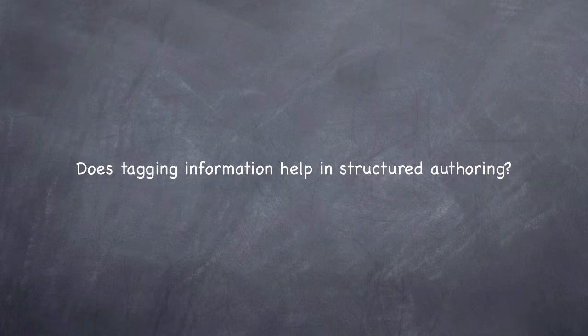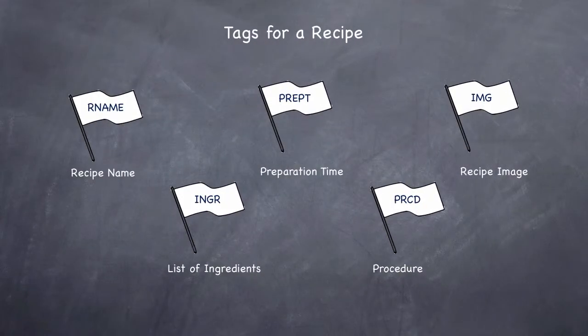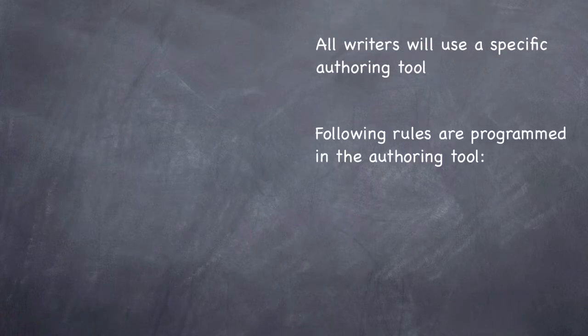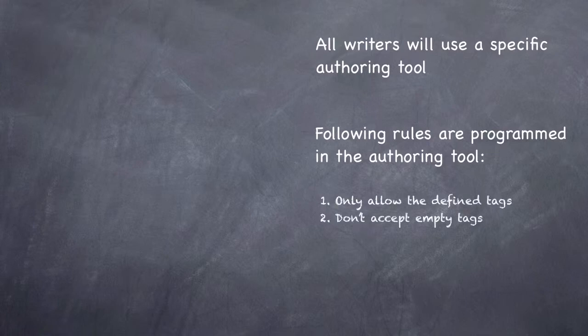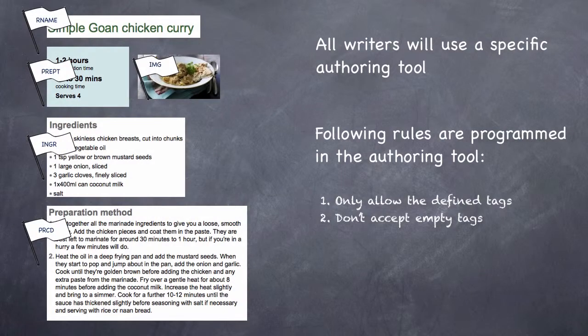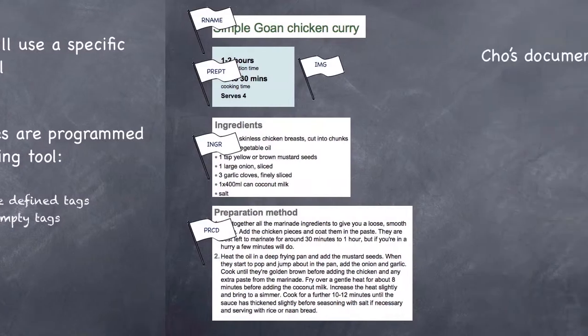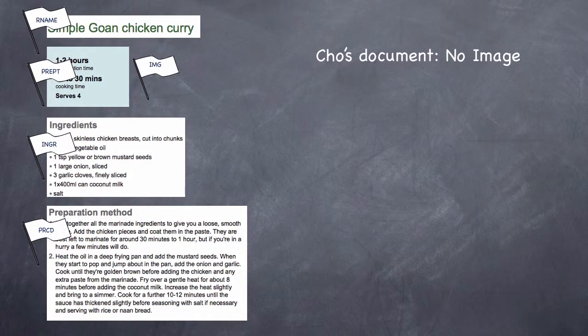Well, let's see. Let me tag the various blocks of information in my recipe using the following tags. I ask all my writers to use a specific authoring tool, and I program that authoring tool so that, number one, only the defined tags can be used in a document, and number two, no document will be accepted unless there are values for all the tags. Now, Joe tries to create the following document. Will Joe be able to submit the document?